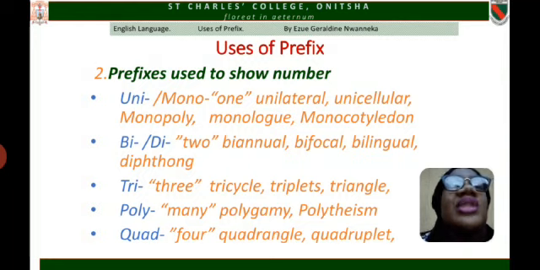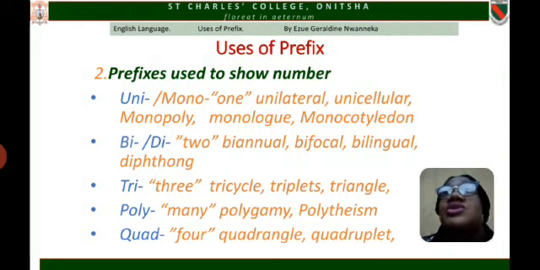Then we have poly, which means many: polygamy. Polygamy is when a man is married to many wives. Then we have polytheism. They believe in the worship of many gods, poly. Then we have quad. Quad means 4. We have quadrangle, quadruplets, and so on. We also have other prefixes that show number, like multi.